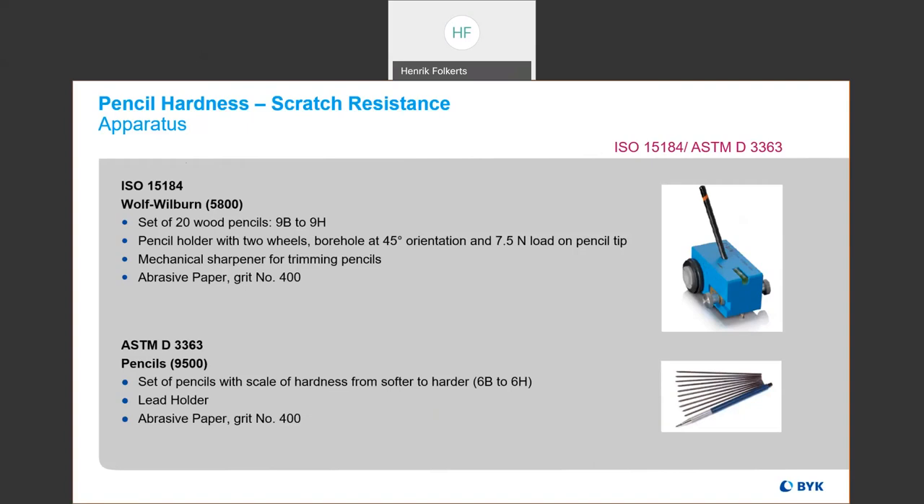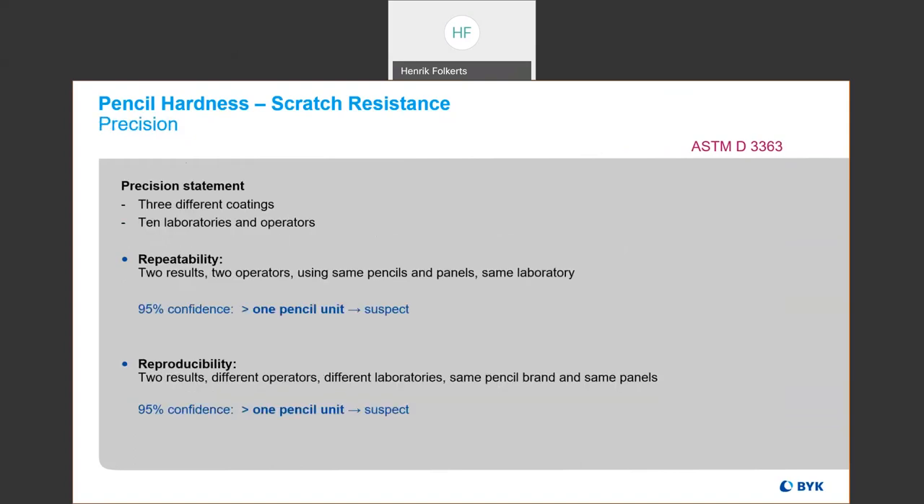The simpler version of the method is defined in the ASTM norm. It contains just a set of pencils from 6H to 6B and a lead holder. In this case, the challenge is the constant pressure and the angle of 45 degrees. What is the precision statement for ASTM? It was established by using 3 different coatings, 10 laboratories participated in tests with 10 operators. For repeatability, 2 results, 2 operators using the same pencils and panels at the same laboratory are needed. If the results differ more than 1 pencil unit, it is suspect, means the test must be repeated.